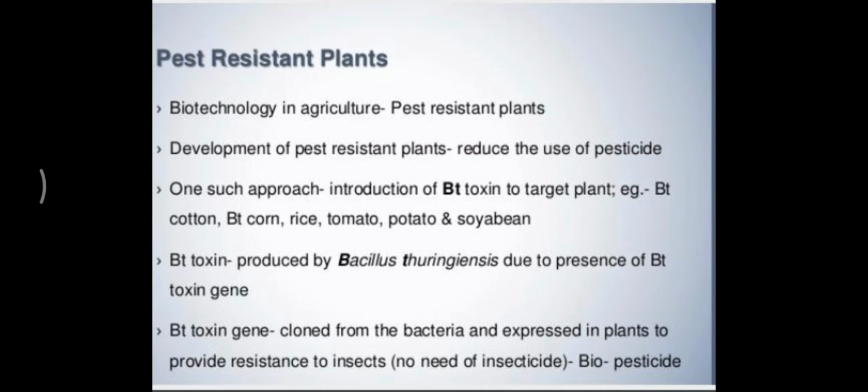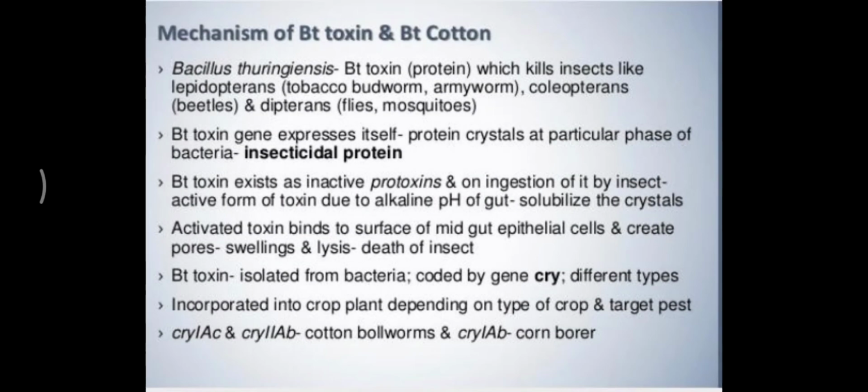towards the certain pesticides. Now this Bt toxin gene was isolated from bacteria and was expressed in plants to provide them resistance. So there was no need of insecticides for these plants. That is, the Bt was serving as a biopesticide. Now let us learn how this Bt toxin or Bt gene is working. The Bacillus thuringiensis or Bt toxin, the protein which is isolated from this bacteria, is killing the insects of particular orders like Lepidopterans, which include tobacco budworm and armyworm, Coleopterans, which include beetles, and Dipterans, which include flies and mosquitoes.